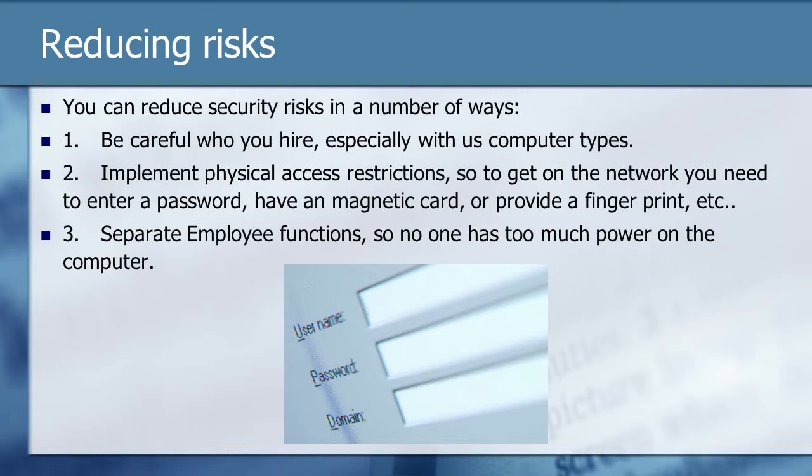It's often a good idea to implement physical access restrictions. So to be able to get on the network, you need a password or a card or some type of fingerprint. You can separate employee functions so that maybe no one has too much of the power. You want to make sure that there's not one person that has so much power and could do so much damage before you could actually figure out what was going on.